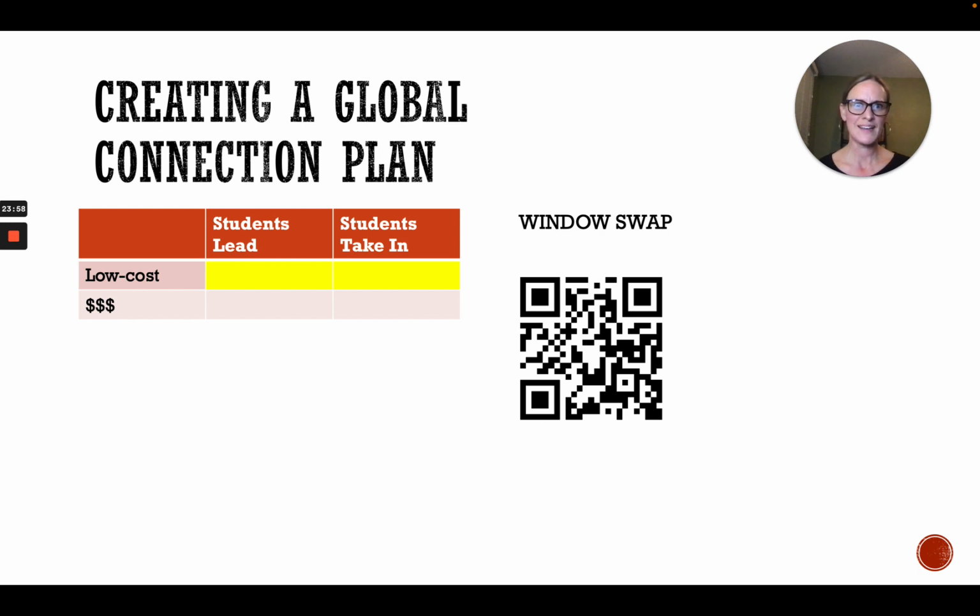Window Swap is a super fantastic tool. People all over the world have uploaded a few minutes of looking out their window. So what I like to do is use this in the first few minutes of class, and I provide sentence starters for my students, and they look at the window and they start by describing it. I see, there is, that's a, using basic descriptive language.